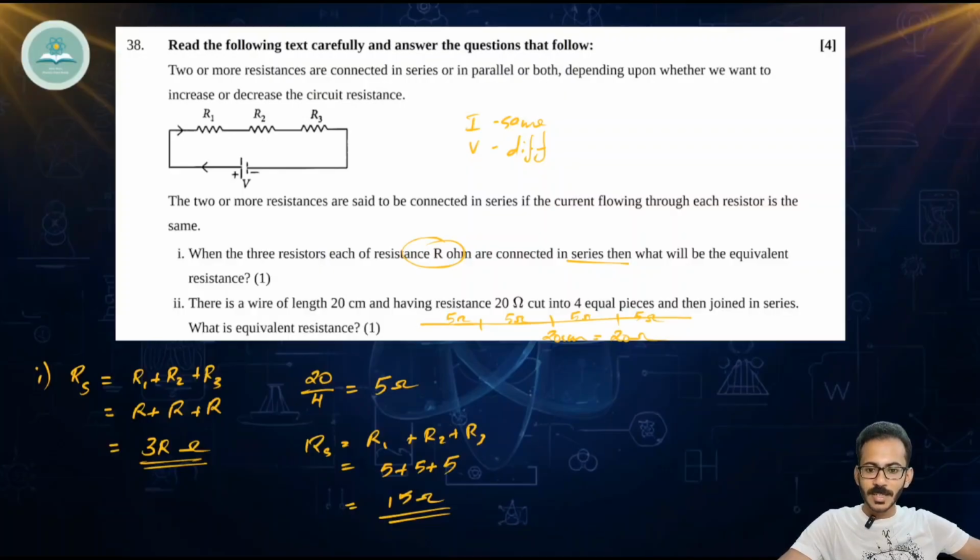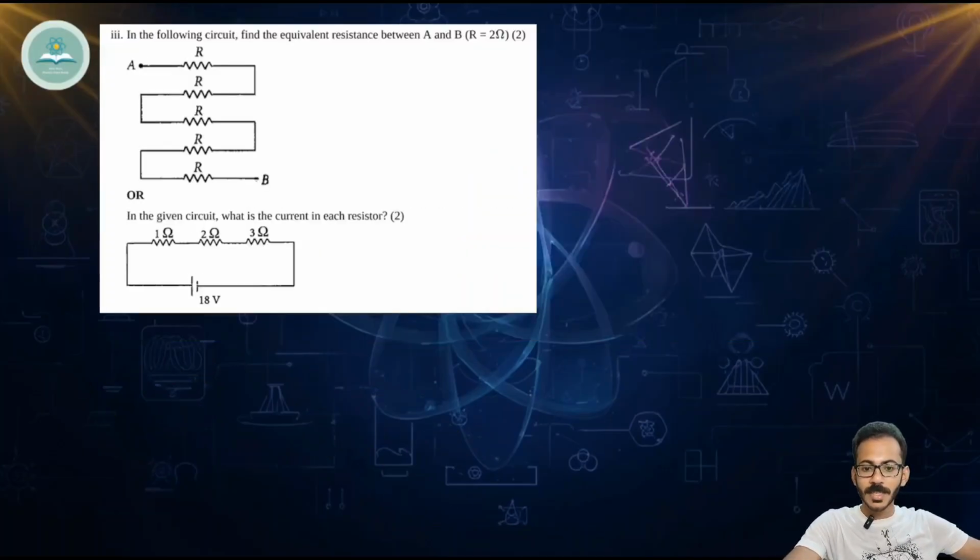As we saw earlier, even here also, the third question is optional. Let's do the third one. In the following circuit, find the equivalent resistance between A and B. Each resistor is 2 ohm. Even though it's given in this way, if we just observe, we'll understand that it's connected like this, which means it is a series connection. In series connection, it is just R1 plus R2 plus R3 plus R4 plus R5.